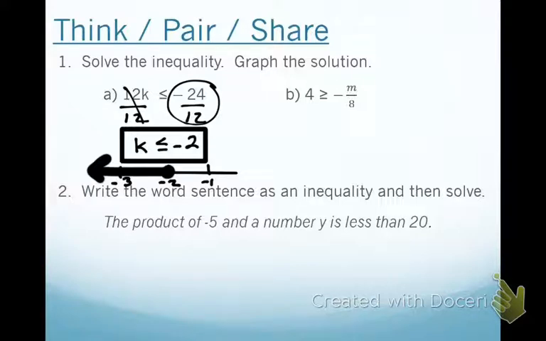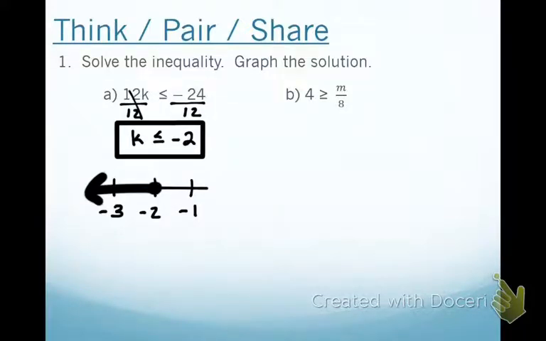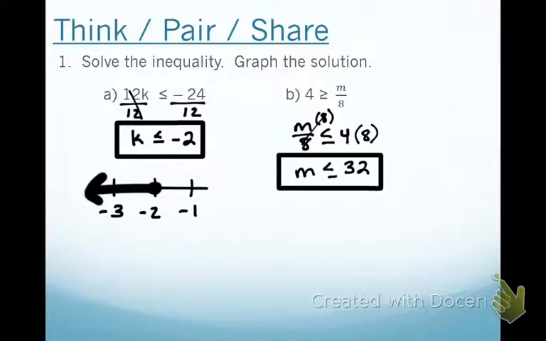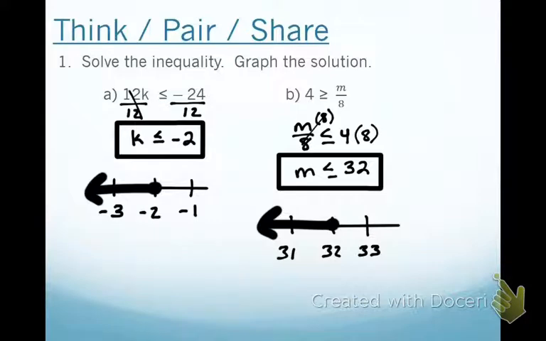I want you guys to do problem B. Notice as you do it, the variable is on the right side of the inequality symbol. Okay, I saw a lot of fantastic answers. Most of you remembered to go ahead and switch it like this. We want to get that m by itself, so we're multiplying by 8 on both sides. Do I need to flip the symbol? No. When do I flip the symbol? When the last thing you do is multiply or divide both sides by a negative. Open or closed circle, class? It is a closed circle going to the left.